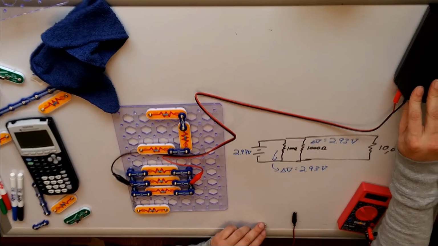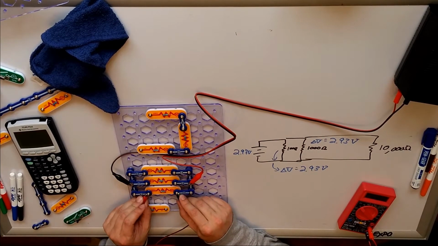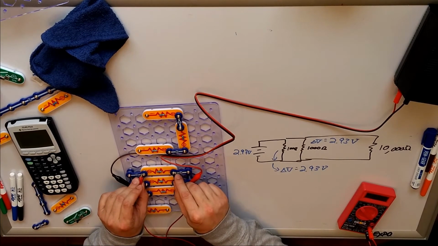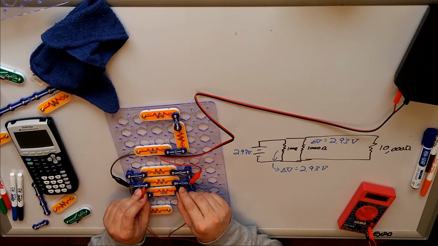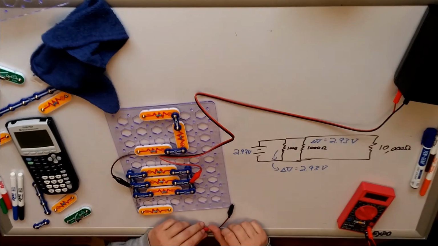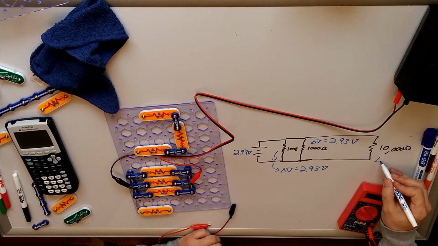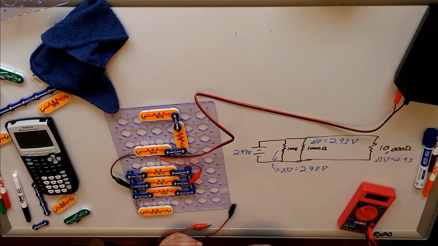All right, here we go. So let's see what happens to our 100 ohm. 2.93. My 1000 ohm, 2.93. And my 10,000 ohm, 2.93. Well, that's weird. Why are they all 2.93?